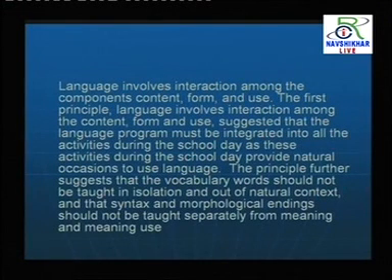The first principle of language involves interactions among content, form and use. This suggests that the language program must be integrated into all the activities during the school day.